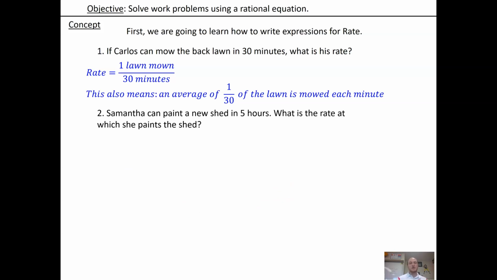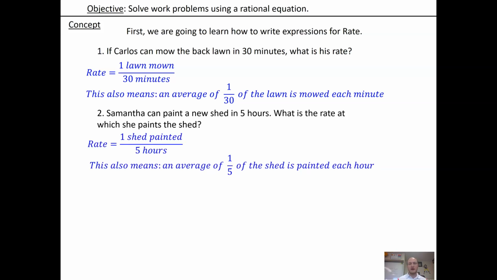Number two, if Samantha can paint a new shed in 5 hours, what is the rate at which she paints the shed? Again, how many jobs is she doing? She's painting one shed. And what's the time? 5 hours. So her rate is one shed every 5 hours. Or if we wanted to do it per hour, this is 1/5 of the shed every hour.